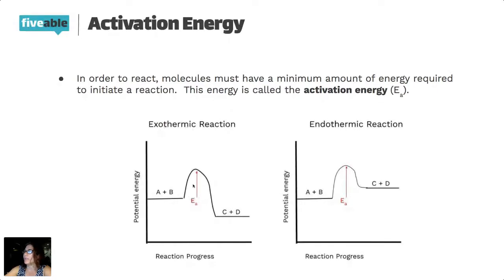If you have an exothermic reaction, remember that energy is released. So that's why you end up at a lower potential energy than you started. Or you can also have an endothermic reaction where the products are at a higher energy level than the reactants. But still, the reactants have to overcome this bump that is called the activation energy.